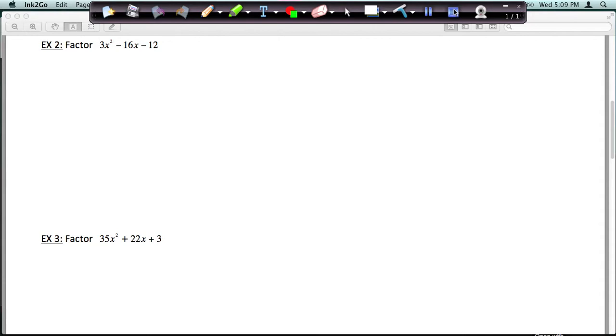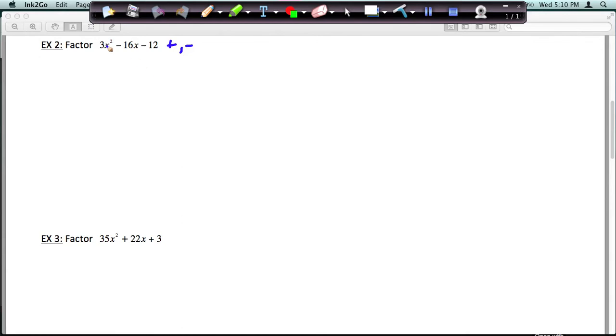So let's practice factoring. This is a second example, 3x squared minus 16x minus 12. So first thing we look at, is there a GCF? And there isn't. There's no number that divides into all three of these terms evenly. And then let's look at the signs. In order to multiply to be negative, remember that means our signs are going to be opposite. So we're going to have to deal with that.